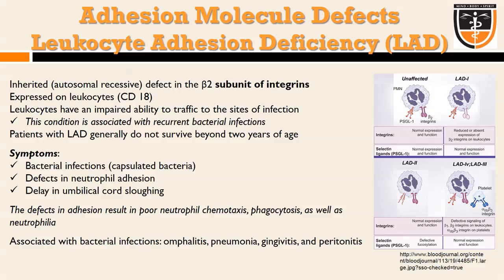But this is it. So defects in adhesion result in poor neutrophil chemotaxis and poor phagocytosis, and as well they will have neutrophilia. Now, a physio question, oh my God, how much I love physio and pathophys. Why is there a neutrophilia? Why do they have a large amount of neutrophils in their blood? I want you to think of it.